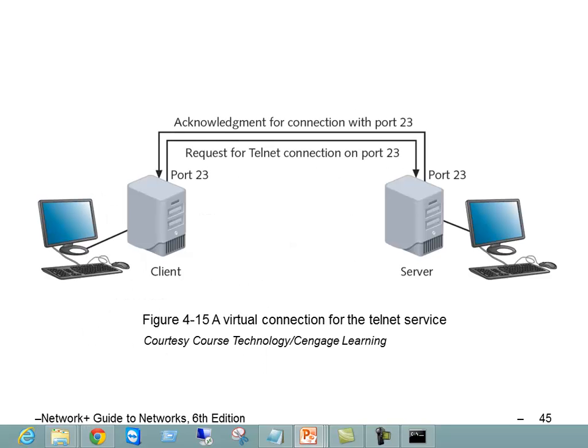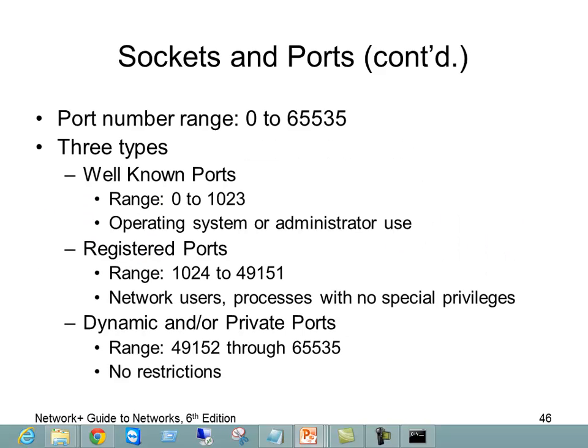So here they're showing how a virtual connection over port 23 for telnet works. You have the request for the connection and then an acknowledgement. Here are the ranges, 0 to 65,535. There are three sets of these. The well-known ports are 0 to 1023. And those are where services that are set are involved.